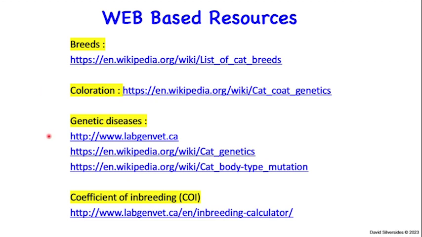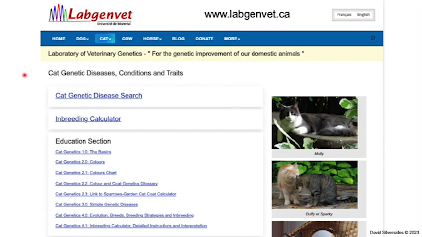I offer you the labgenvet.ca website as a free source of hopefully unbiased information. For its genetic disease database, for its inbreeding calculator, with its discussion of color genetics. I hope you will find it helpful. It was designed for you and for the genetic improvement of, in this case, our domestic cats.